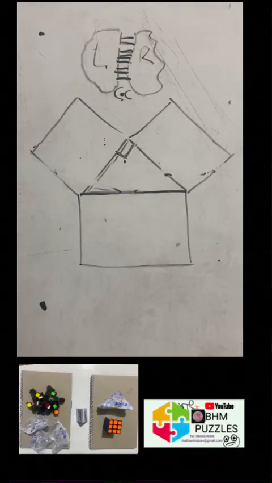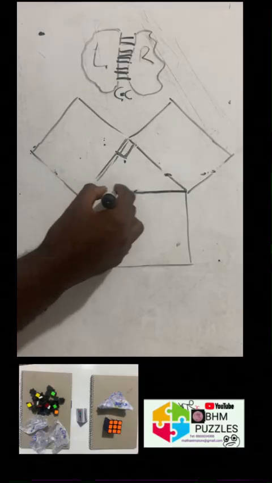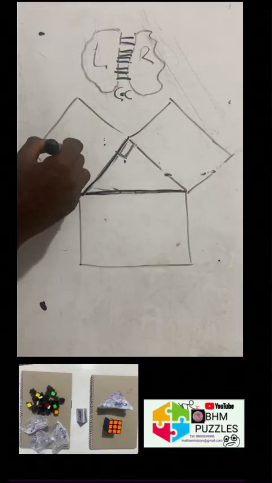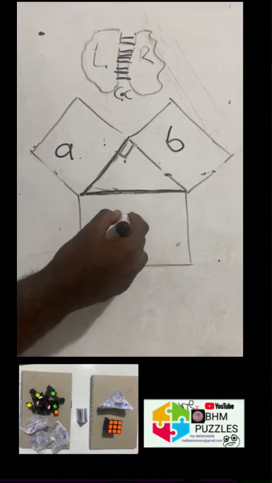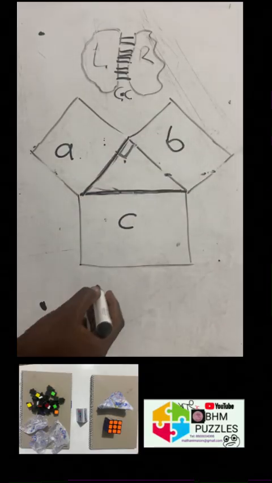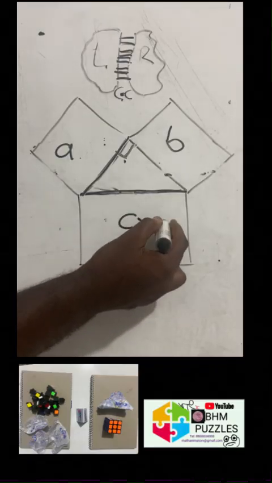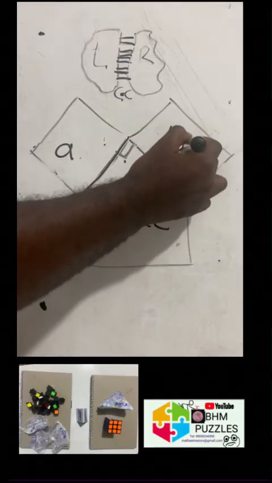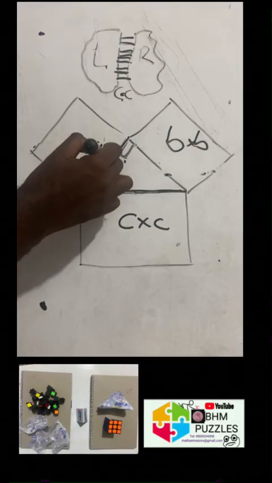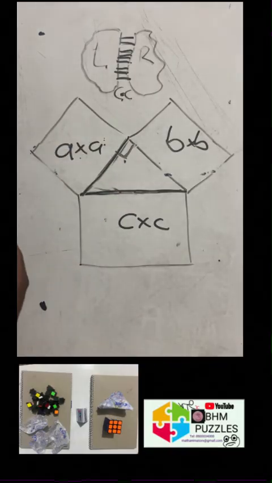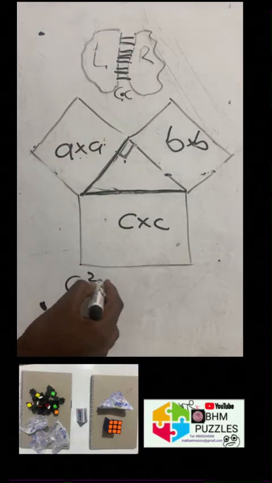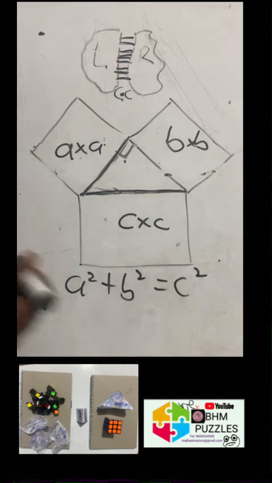So this helps us to understand the Pythagoras theorem, right? So we'll call this the A side, the B side, and the C side. Right? And we know that for a square attached to the C side, it will be C times C. Square attached to the B side, B times B. Square attached to here, A times A. Very simple. The concept is in the simplicity. So A squared plus B squared is equal to C squared.